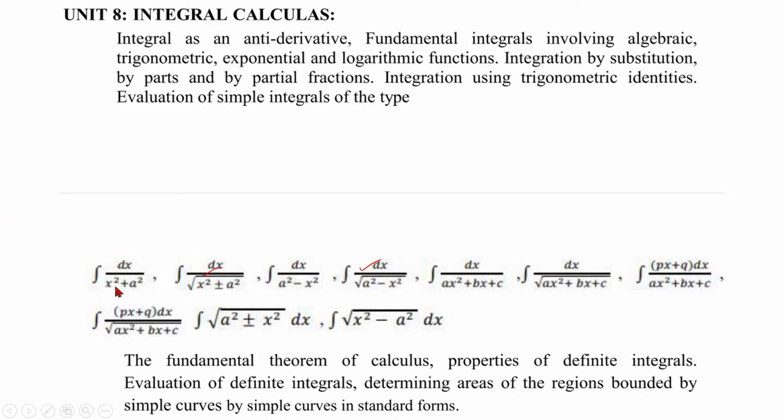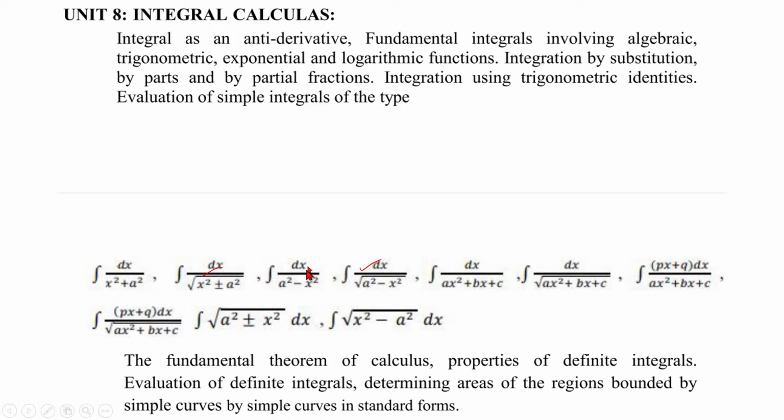For x square plus a square, the integral is tan inverse x by a. Here, what we did was substitute; it doesn't matter, you can substitute either x equals a tan theta or a sinh theta. For x square minus a square, x has to be greater than a, so you can substitute secant theta or cosh theta.